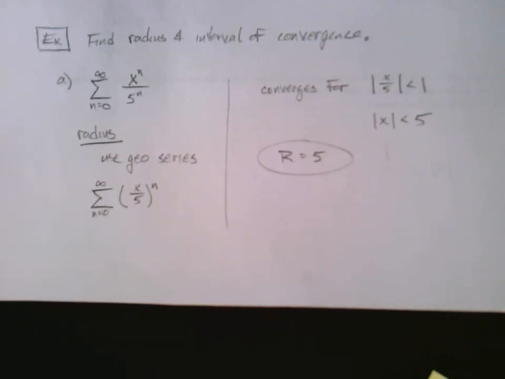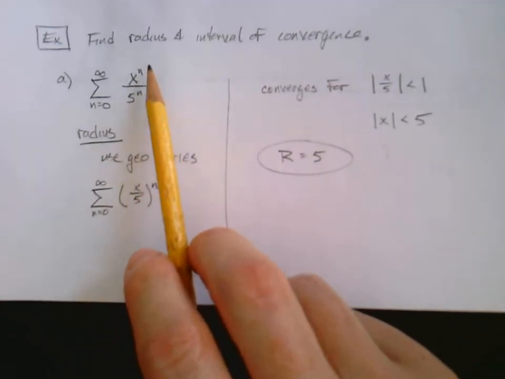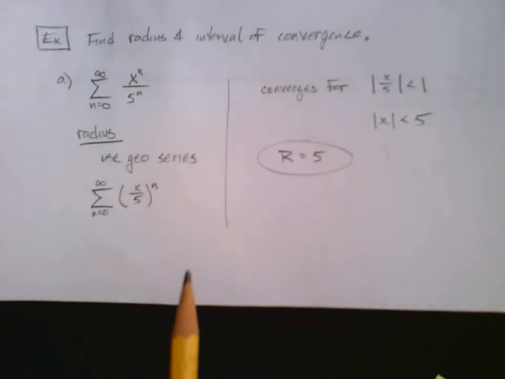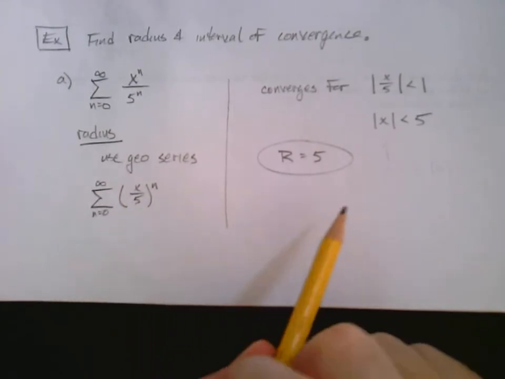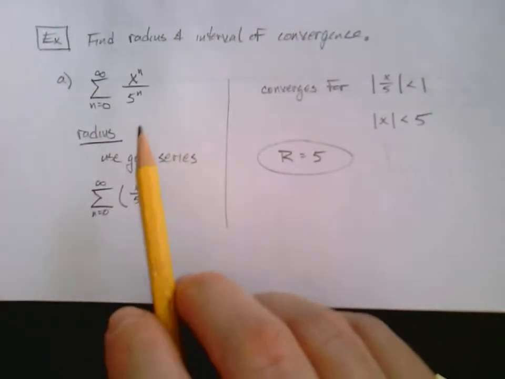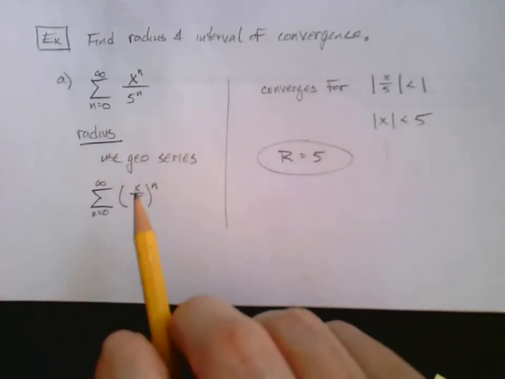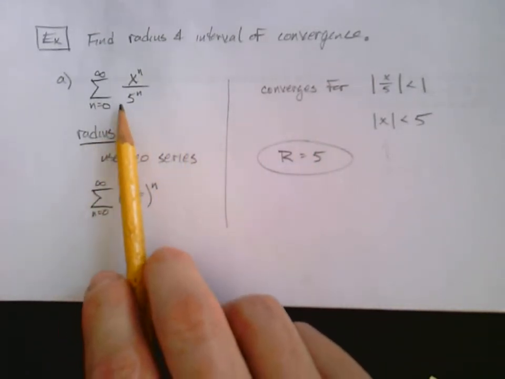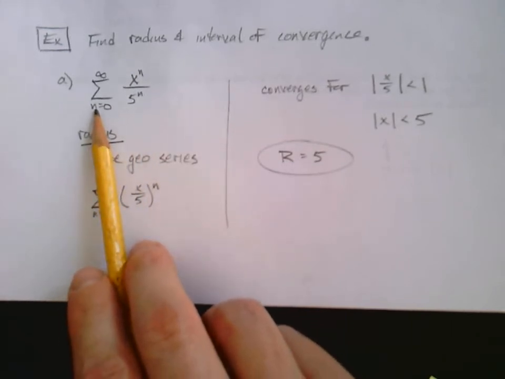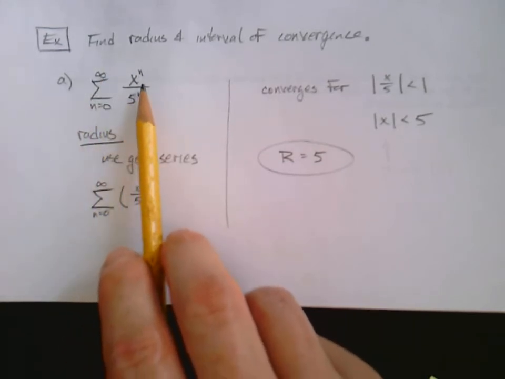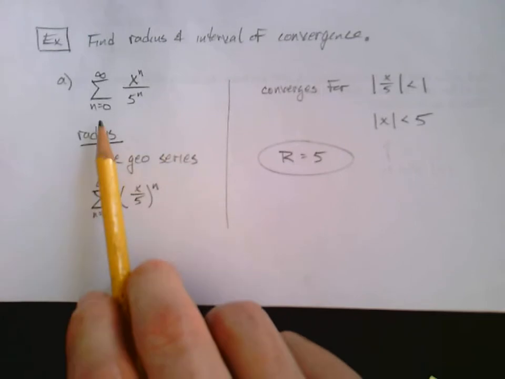Okay, so let's check out our first example here of a power series, and we're asked to find the radius and the interval of convergence. I'm really showing you this whole first piece for the radius of convergence, just the way I laid it out on the page. So here's our power series: n equals 0 to infinity, x to the n over 5 to the n.